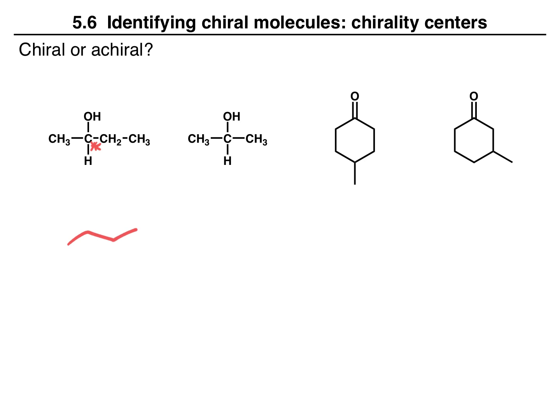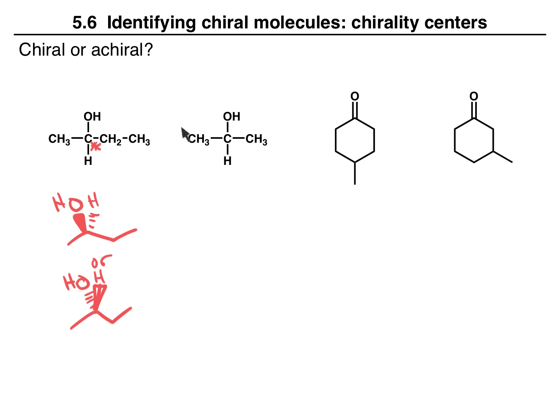It could be like this, where we have our OH forward and our H back, or its mirror image would have the OH back and the H coming forward. So you would see that these are mirror images if you slid this one back behind this one.